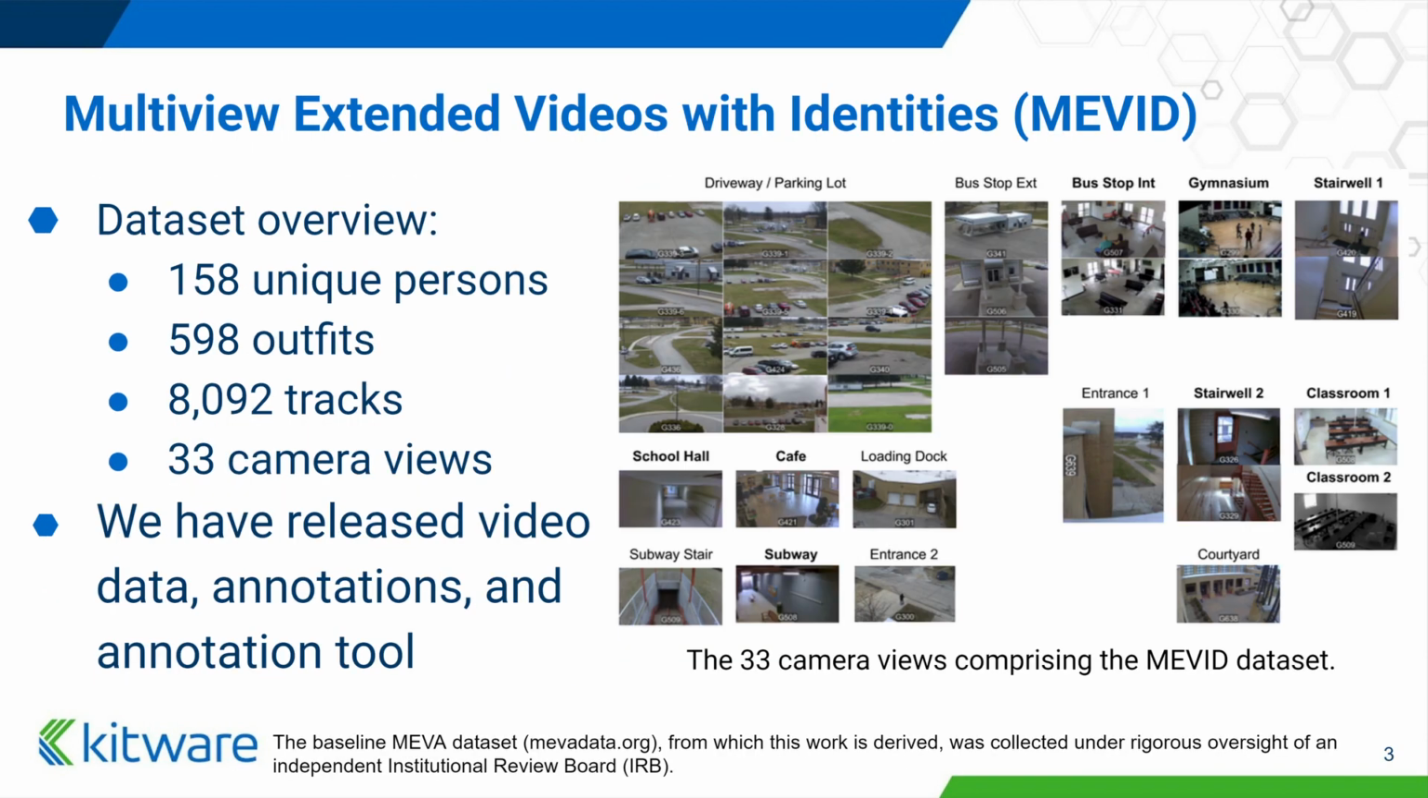Our dataset includes 158 unique persons in 598 outfits, tracked in over 8,000 tracks from 33 camera views. We've released video data, annotations, and our annotation tool. On the right, you can see examples from our various camera views in different locations. This work is derived from the MEVA dataset, which can be found on mevadata.org.